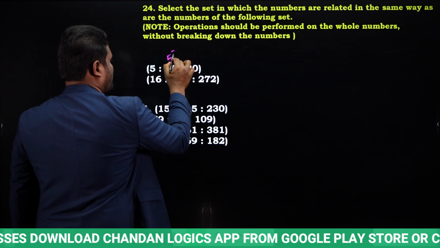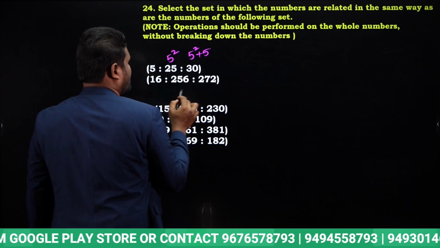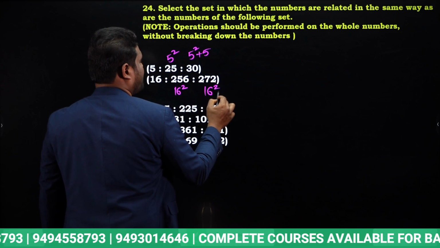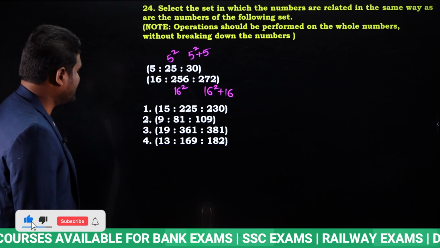This is 5 square. 30 is nothing but 5 square plus 5. And now this is 16 square. This is 16 square plus 16. Yes. Now similarly, which one is going to satisfy the condition?